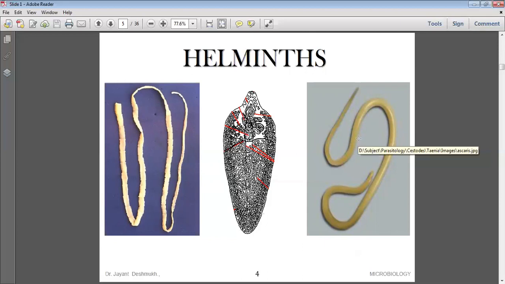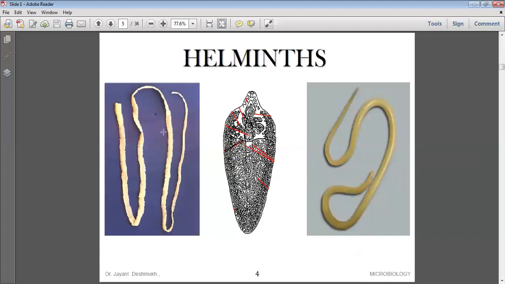Then sexes, male and female. In cestodes, there are no separate male and female worms. They are known as hermaphrodite: male and female genital organs are present in the same worm. In trematodes, except Schistosoma, all are hermaphrodite, like cestodes. Schistosoma is dioecious, meaning male and female worms are separate only in Schistosoma. The remaining trematodes are hermaphrodite like cestodes. But in nematodes, with the cylindrical structure, the sexes are separate. Male and female worms are separate.